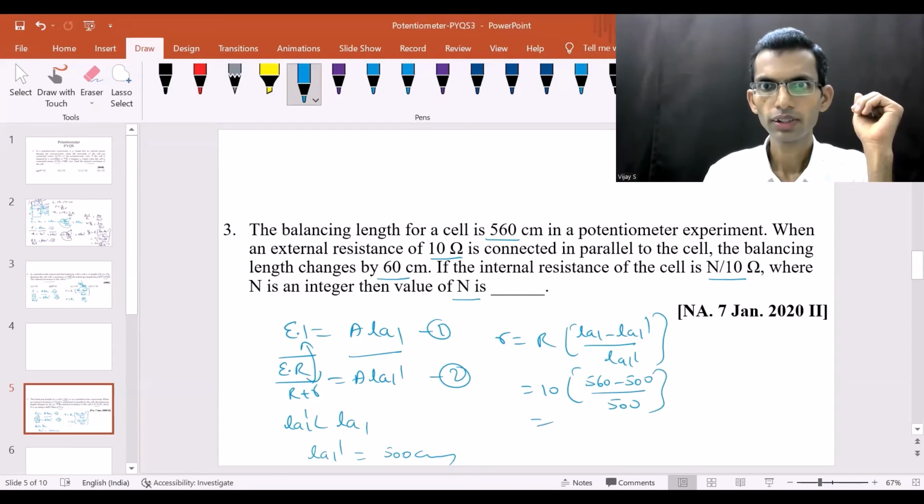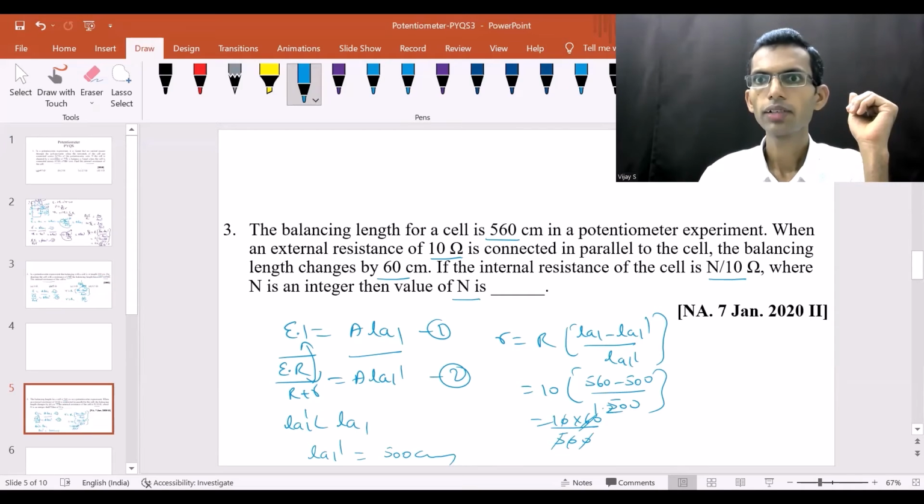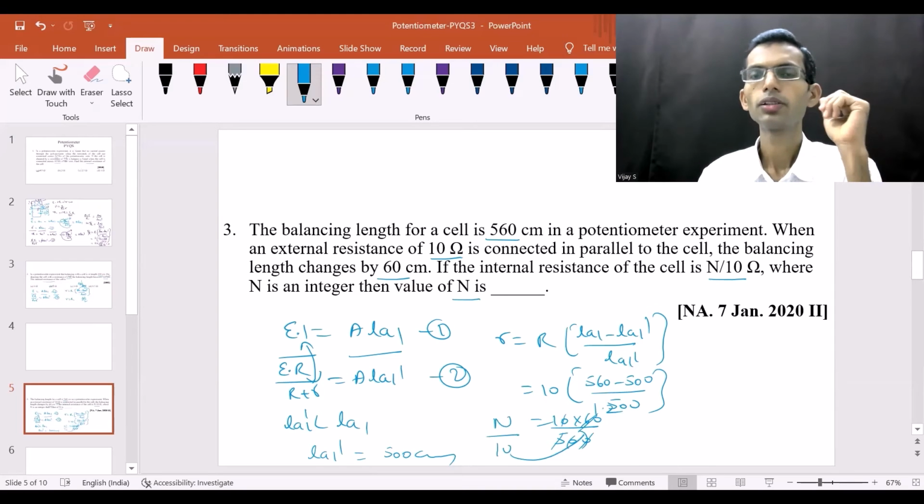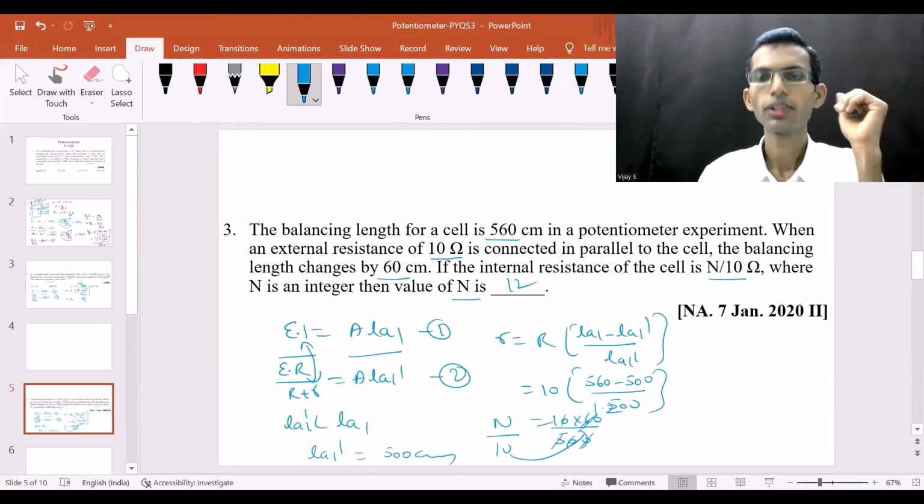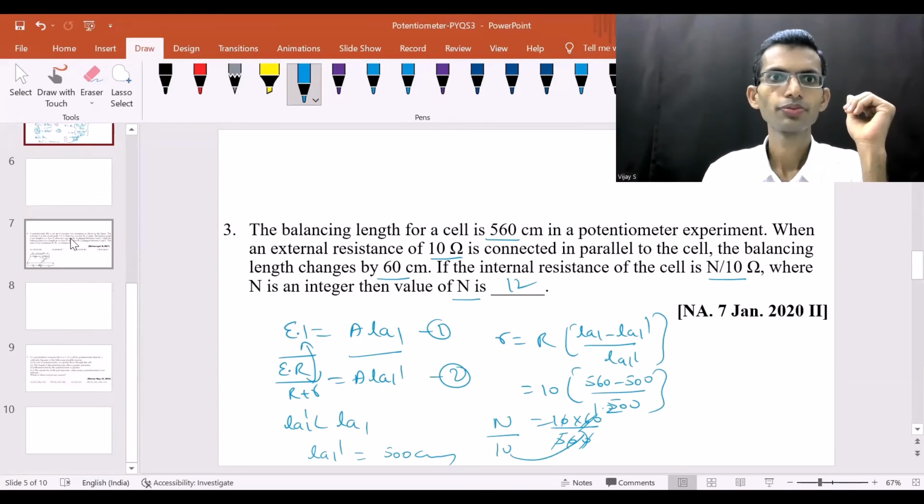Here you can see 560 minus 560. Right. So 5 1 is 0.2. So the R value he gave is n by 10. So when we take 10 that side, 1.2 into 10, 12. So 12 is the answer. Right. Let us move to next question.